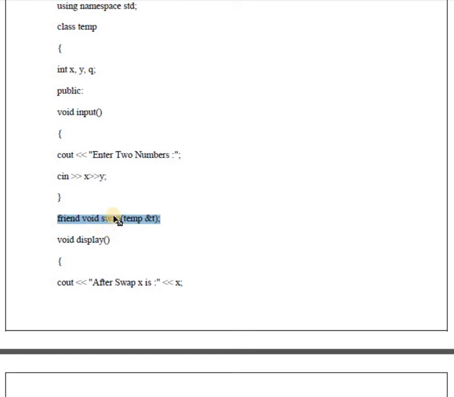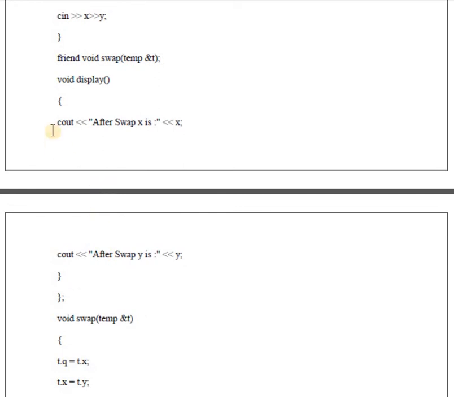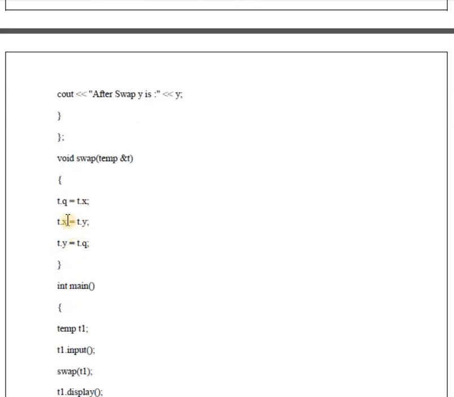Here the swap friend function is defined. What is the use of friend function? Here we are accessing the protected and private members of the class temp. Then there is one function, display, which displays the swapped values of the variables. This is the class definition. After the class definition, here the friend function swap is defined.